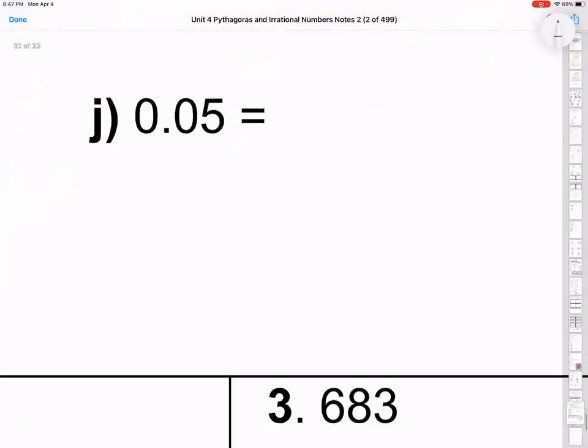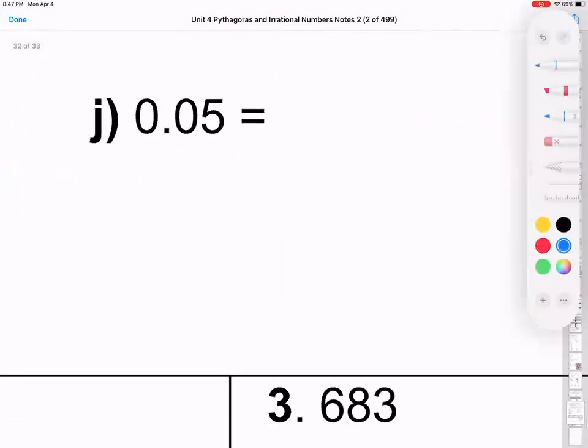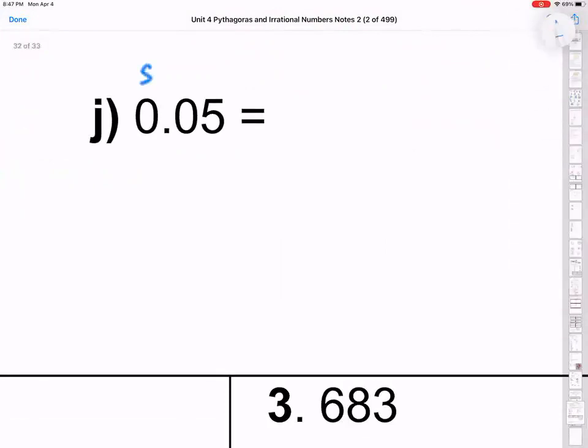For J, 0.05 is a pretty small number. It's pretty close to 0. It's a decimal, pretty close to 0. And what we want to do is get this number in between, as always, 1 and 10. Well, here's our decimal place. Looks like we're going to have to move it over. That would not quite get me in between 1 and 10. 0.5 is smaller than 1. You know, always between 1 and 10. So I'm going to have to go one more time.